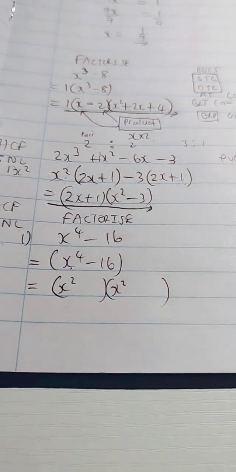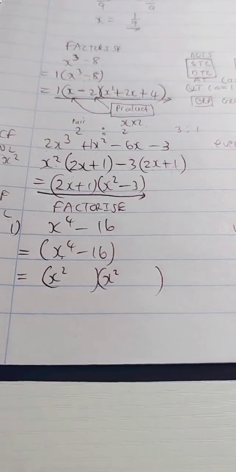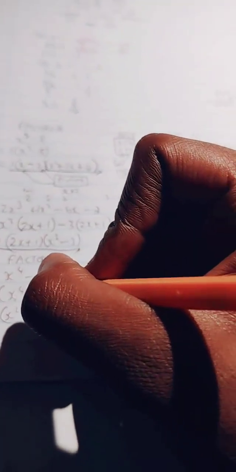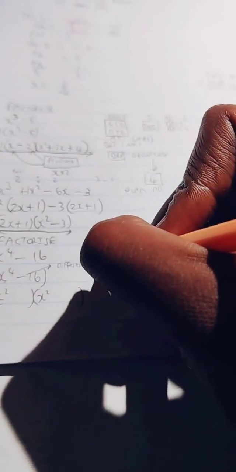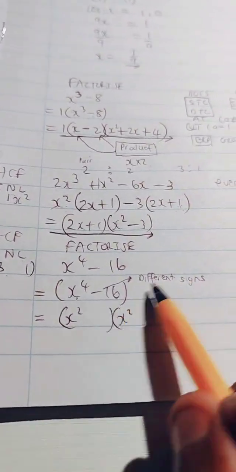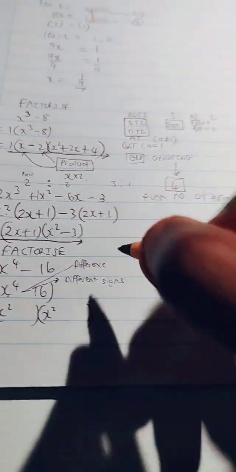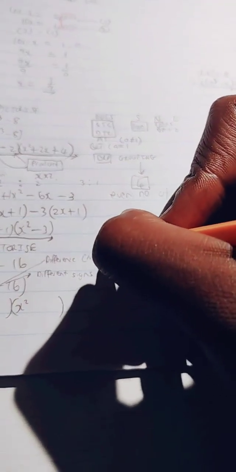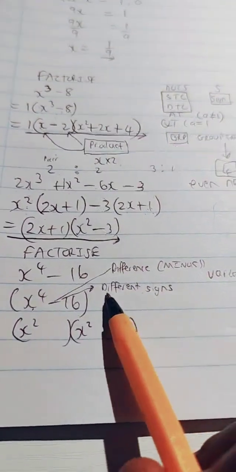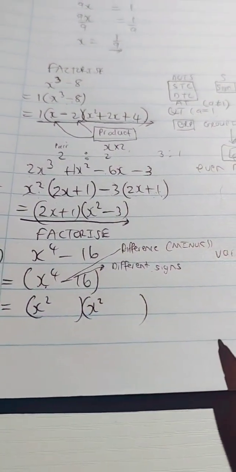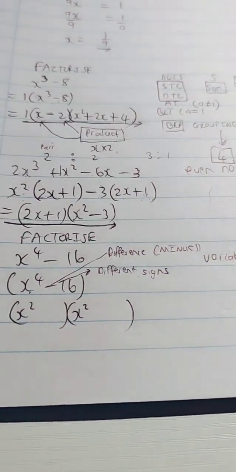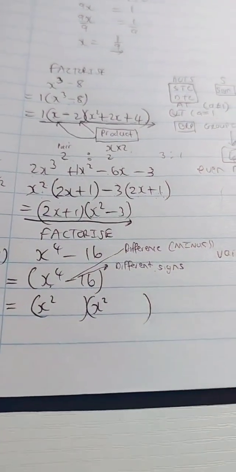Are we together? I hope we are together, guys. Then the minus sign: when there's a minus sign, that means in the brackets we are going to have different signs. Remember, the word difference means minus. A difference means different signs.